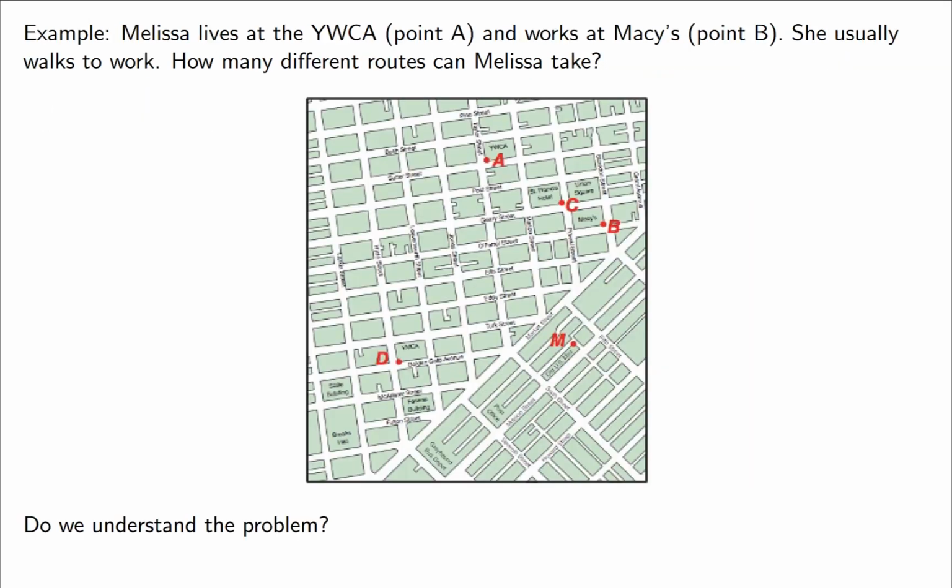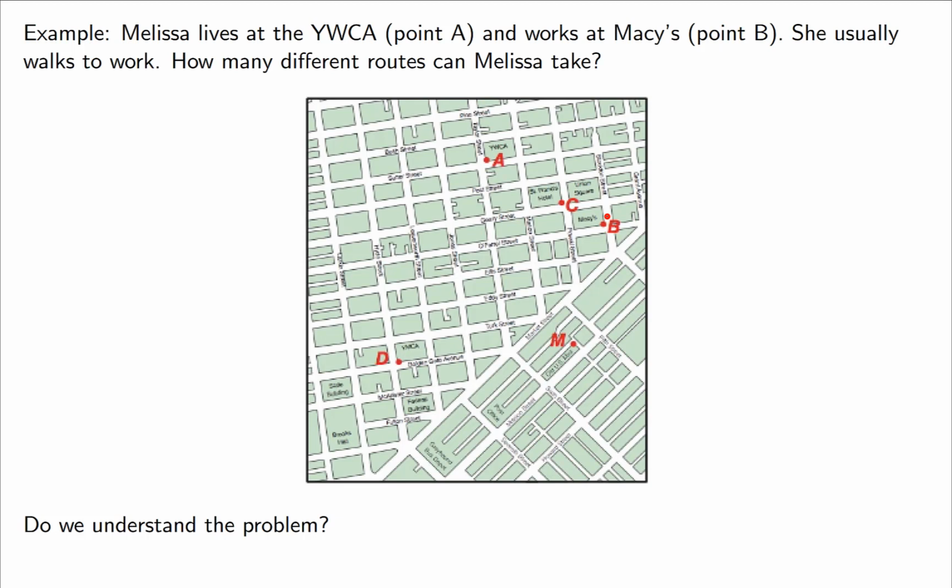So here's your first example that we're going to take a look at. You've got Melissa that lives at the YWCA here at this point A, and she works at Macy's at point B. Now, Melissa usually walks to work, and we want to figure out how many routes she could take to get from her home to work. Do we understand the problem?